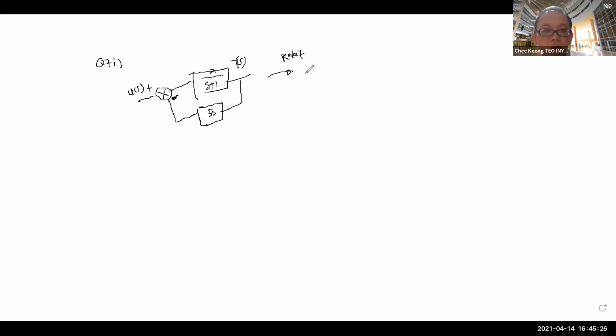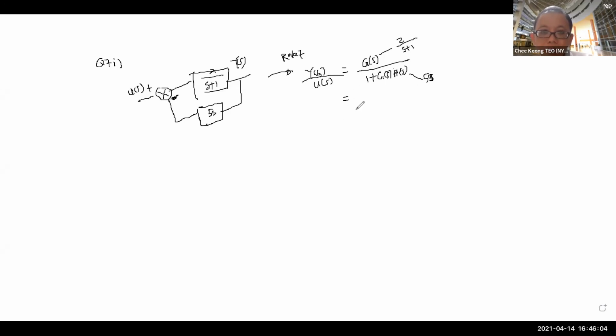Rule 7 states that Y(s) over U(s) is actually equal to G, which is the forward transfer function, basically G(s), we just derived it, right? Over 1 plus, because it's negative feedback, then this is a plus, G(s)H(s). What is your G(s)? Your G(s) is basically 2 over s plus 1. Now what is your H(s)? H(s) is not 1, now it's actually 5s. Right, 5s.